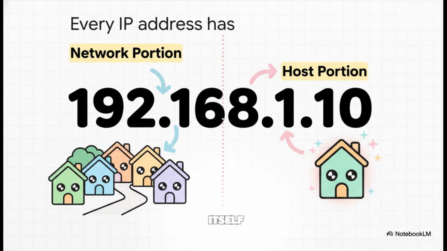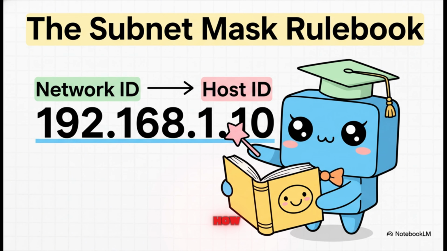So the address itself, it's always split into two really important parts. One part identifies the entire network you're on. You can think of that as your whole neighborhood. And the other part, that points to your specific device in that neighborhood. But wait, how does your computer know where the neighborhood part ends and the house part begins? Well, that's where its best friend, the Subnet Mask, comes in. The Subnet Mask is basically the rulebook that draws that line in the sand.